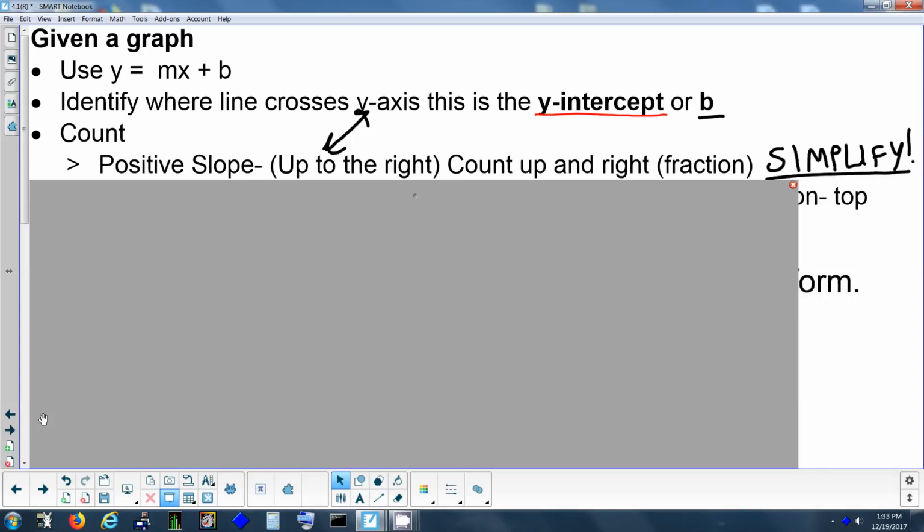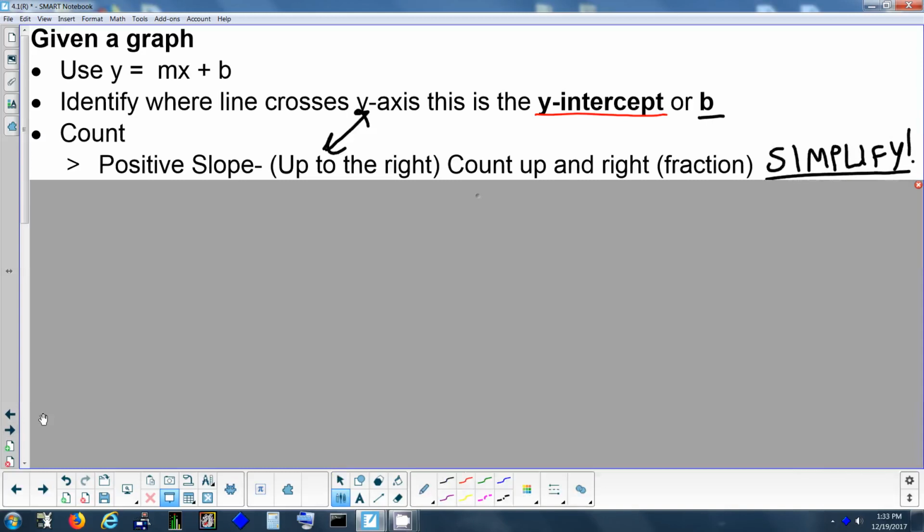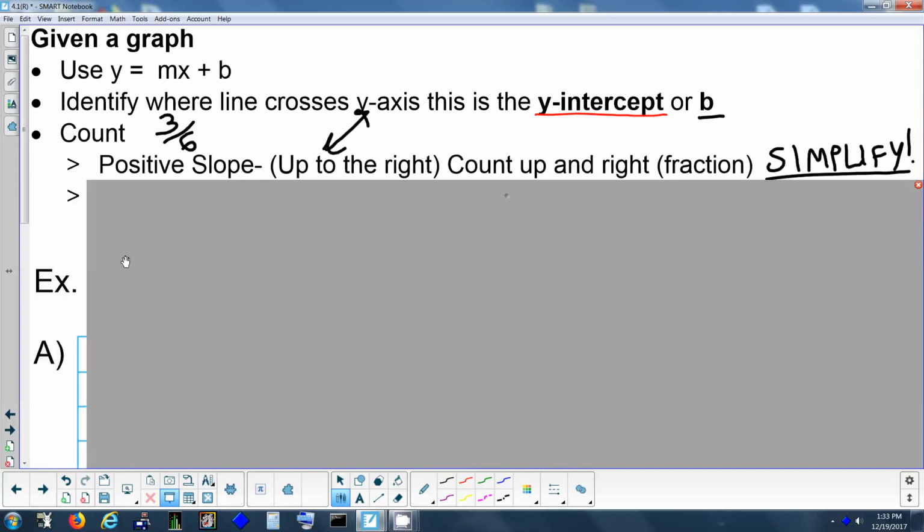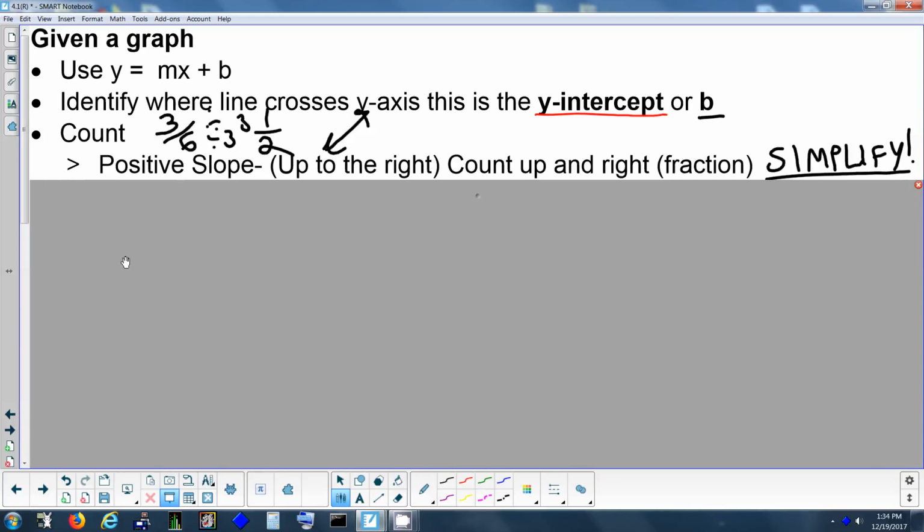Make sure you simplify, right? If you can simplify, simplify. If you counted 3 up and 3 to the right, you get 3 over 3, right? What does that simplify to? 1. What if you went up 6, right 3? What does it simplify to? 2. All right? Vice versa. If you went 3 up and 6 over, what's that going to simplify to? 1/2, right? Because 3 goes into both. I'll get 1 over 2. All right? So you have to simplify.